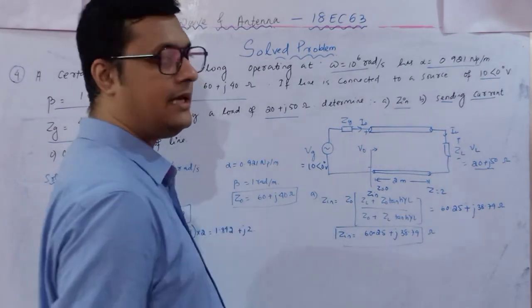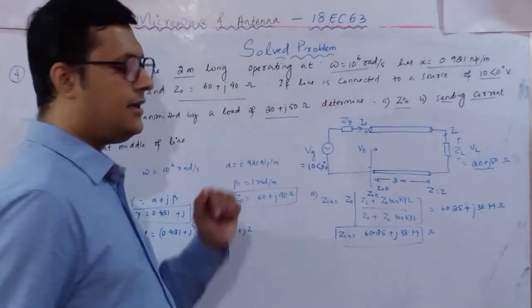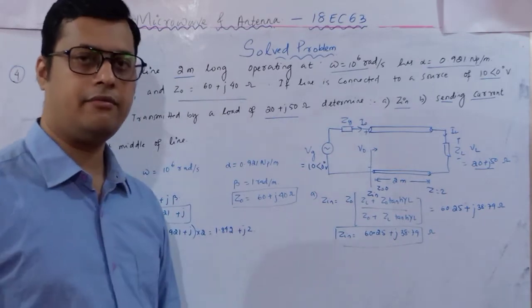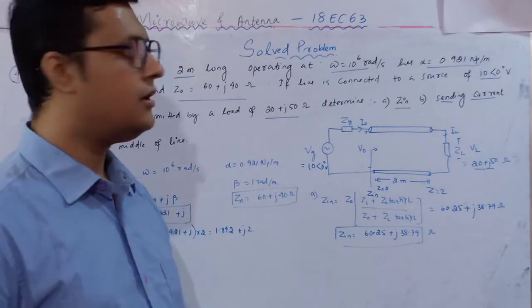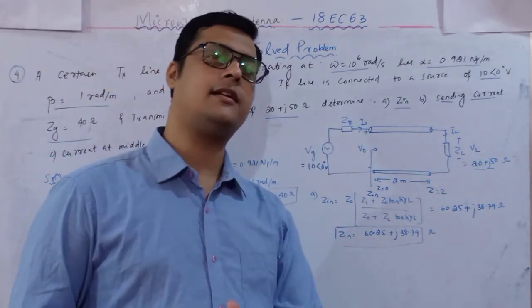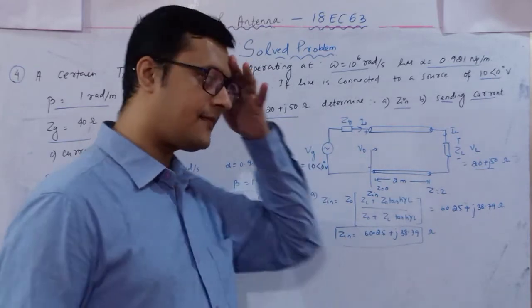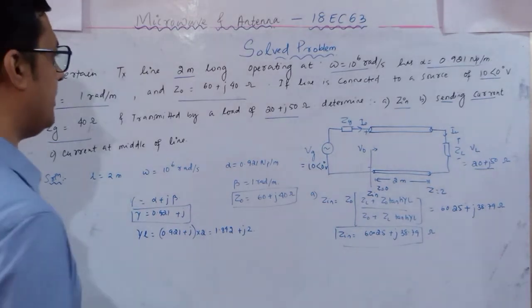This is the input impedance calculation. General relation: first of all, you have to identify which sort of line it is. My line is a lossy line. How? Because the alpha term is there. If alpha is 0, you can consider it a lossless line. Done.